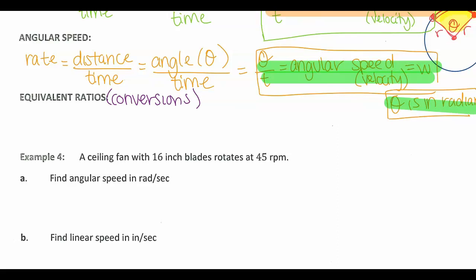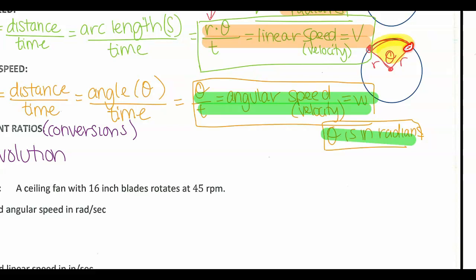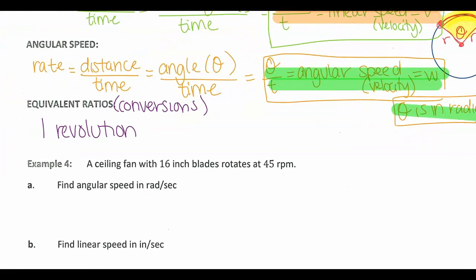So for instance, if you have 1 revolution, think about it, 1 revolution. That means if you're looking at some type of circle, a revolution is going to start at one point and go all the way back around until it gets back to where it started. Well, we've been talking about this for a while. The entire distance around a circle is just 2 pi, which is the same thing as 360 degrees.